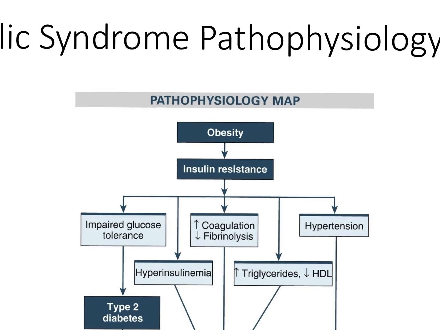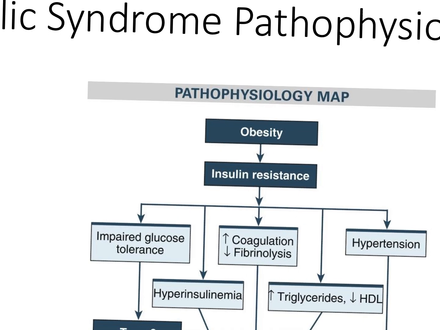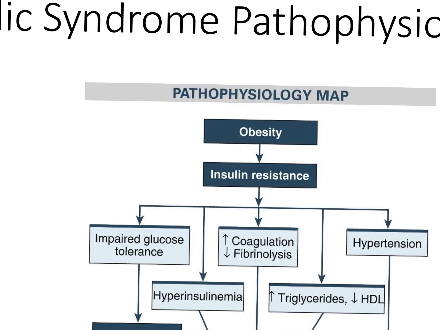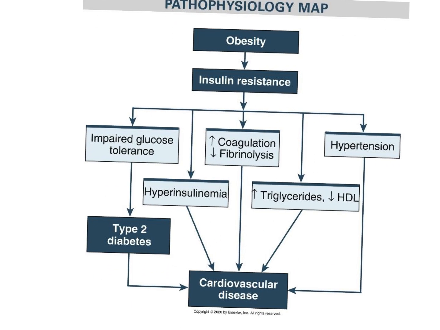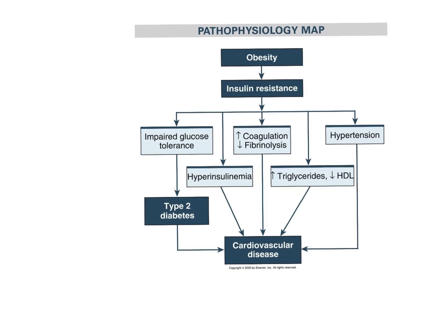And this is just a patho map of obesity and metabolic syndrome. So if people have obesity, that makes them have increased insulin resistance, and so that makes them have impaired glucose tolerance, and so their blood glucose is elevated, and that can lead to type 2 diabetes, which is a risk factor for cardiovascular disease. There's also an increased risk of coagulation, so blood clotting, and decreased breakdown of fibrin, so increased risk of clotting, which leads to the risk of cardiovascular disease, and then hypertension, increased risk of cardiovascular disease, increased triglycerides, and decreased HDL, cardiovascular disease. So just looking at all these risks that come together.